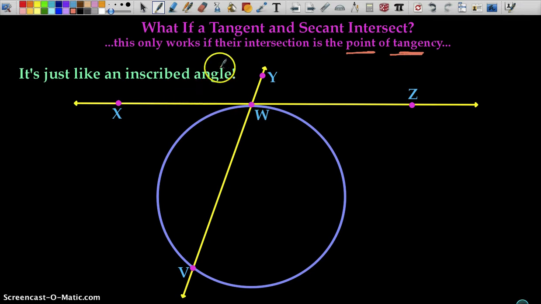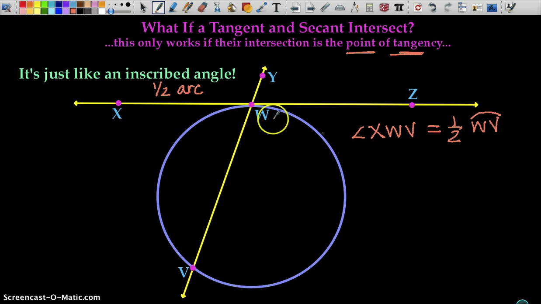So remember, we're talking about angles. This is exactly like an inscribed angle. So remember how an inscribed angle is half of the arc that it forms? This is exactly the same. So if you wanted the measure of angle XWV, it is exactly half of arc WV.